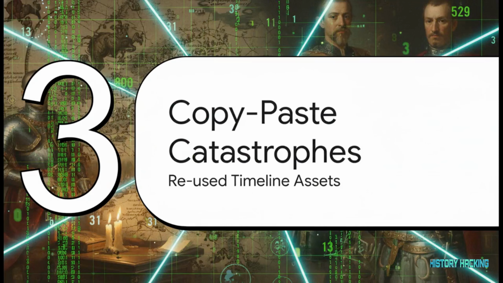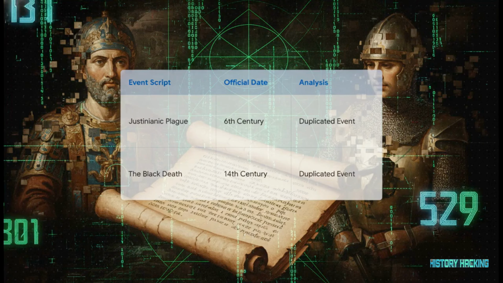But those phantom years weren't just empty space. The programmers needed to fill the gap. And how do you generate 800 years of content when you're on a deadline? Well, you reuse assets. You copy-paste major event scripts to create a fake, stretched-out history. Just take a look at the data here. The Justinianic Plague, supposedly in the 6th century, then you've got the Black Death, 14th century. The event scripts, I'm talking global pandemic, societal collapse, are nearly identical. It's not two separate catastrophes, it's the same subroutine, just copy-pasted with an 800-year offset.